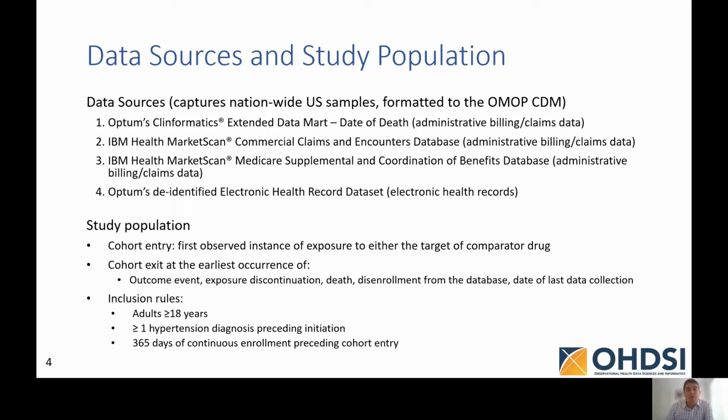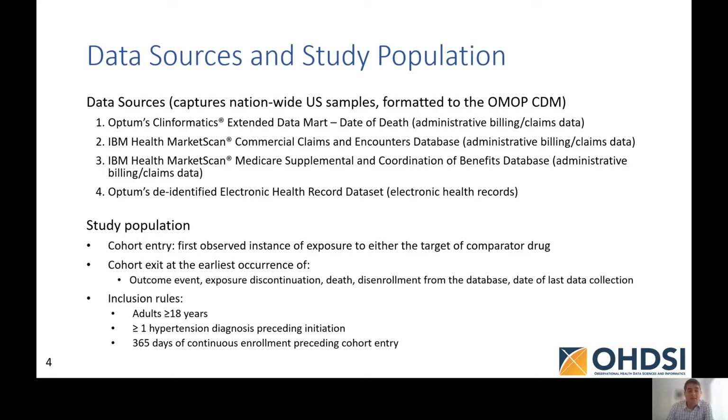We considered 4 large secondary health databases that include national samples of patients. We looked at 3 claims databases, including Optum Clinformatics Extended Data Mart, IBM MarketScan's Commercial Claims and Encounters database, and IBM MarketScan's Medicare Supplemental database, which includes older patients. We also looked at Optum's de-identified electronic health records database.